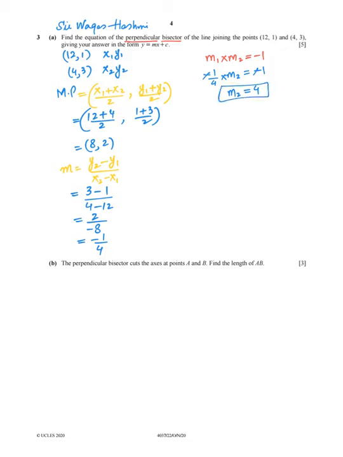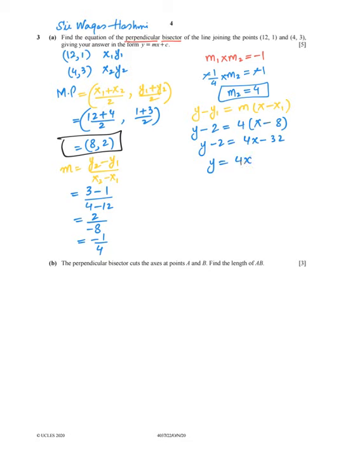Now the working formula to find the equation is y minus y1 equals m times (x minus x1), right? And the coordinates we found are (8, 2). So I will place the values: y minus 2 equals 4 times (x minus 8). Now I need to multiply, so y minus 2 equals 4x minus 32, and y equals 4x minus 32 plus 2, so minus 30, y equals 4x minus 30, and that is your answer.